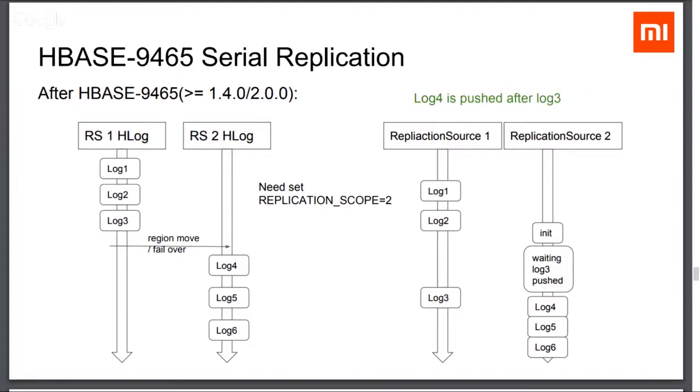So after this patch, we have some logic to handle this situation. When we want to push the log 4, we will wait for all logs before it to be pushed, and this may increase the delay of replication. So it is not a default setting. We should set replication scope to 2 if we want to use this feature.